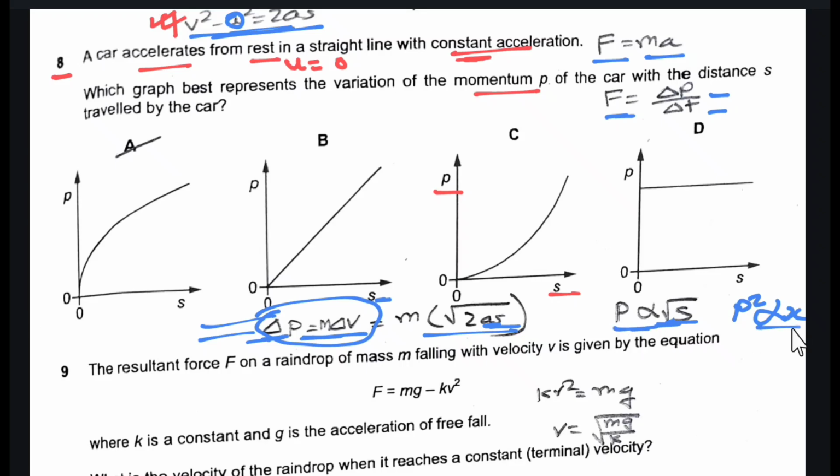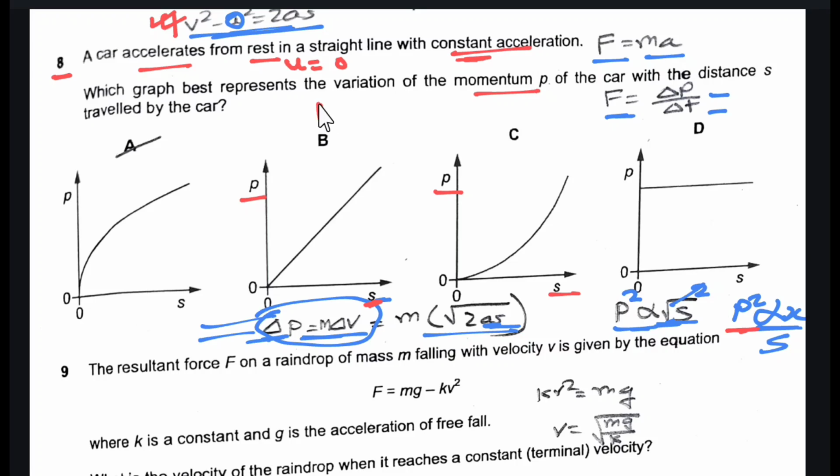We can write this in this form. We just square both sides, so the root would cancel, and momentum squared is directly proportional to distance, or s. For a directly proportional graph, it would be a straight line. But since it is momentum squared, the graph would tilt towards the momentum axis. Since it is squared, it would just tilt towards the momentum axis.